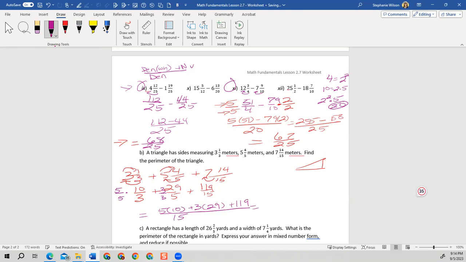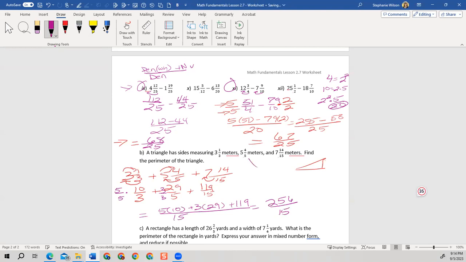So we can clean it up just a little bit. I'm going to go ahead and write it all over. So I have 5 times 10, which is 50, plus that 3 times that 29, plus that 119, all over the 15. And it's going to give me 256/15ths.